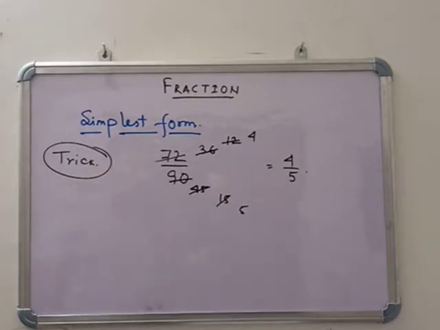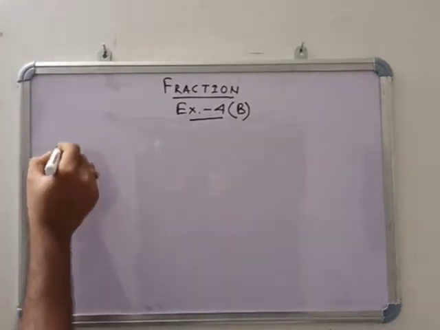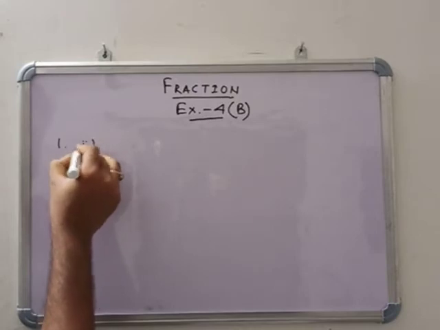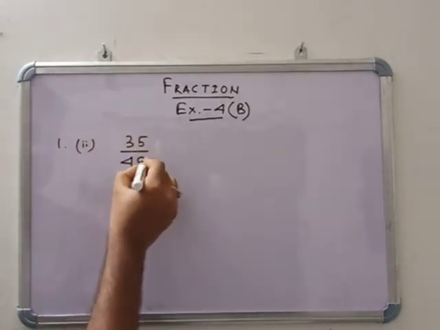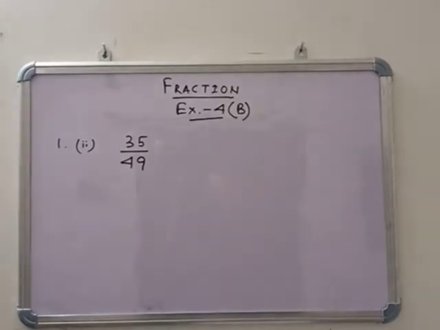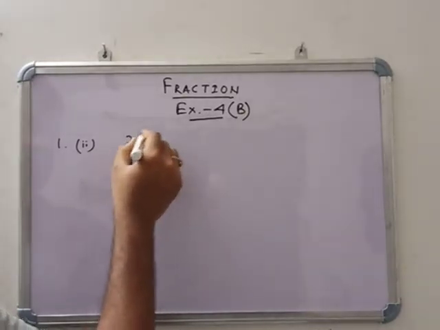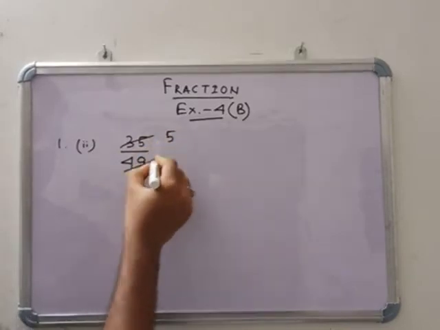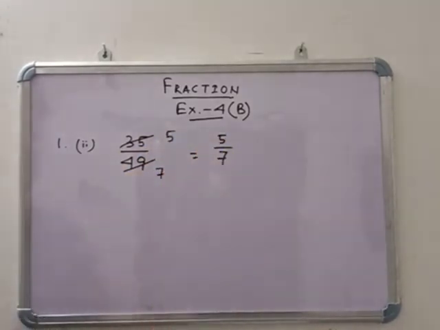Now we are going to start our exercise. In exercise 4b, 35 by 49 is given. We know that 35 is a multiple of 7 and 49 is also a multiple of 7. So we divide by 7, this is 5 and this is 7. The answer is 5 by 7.